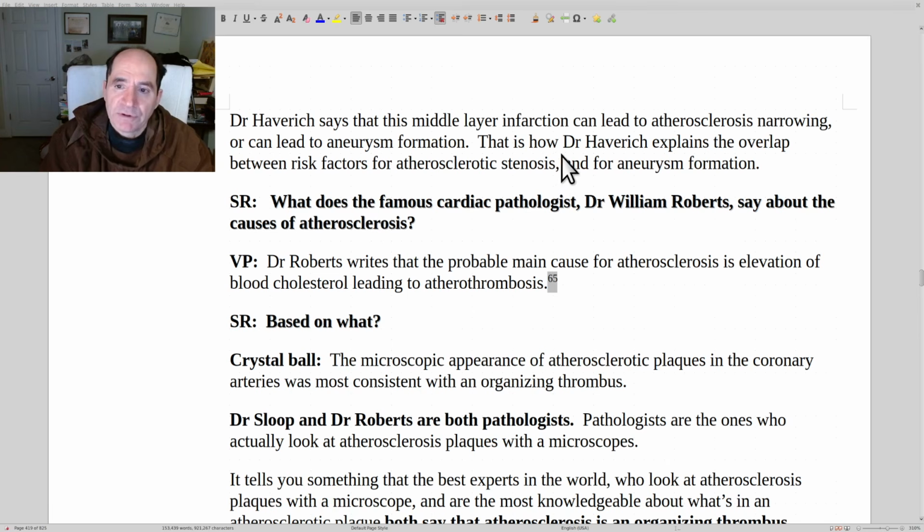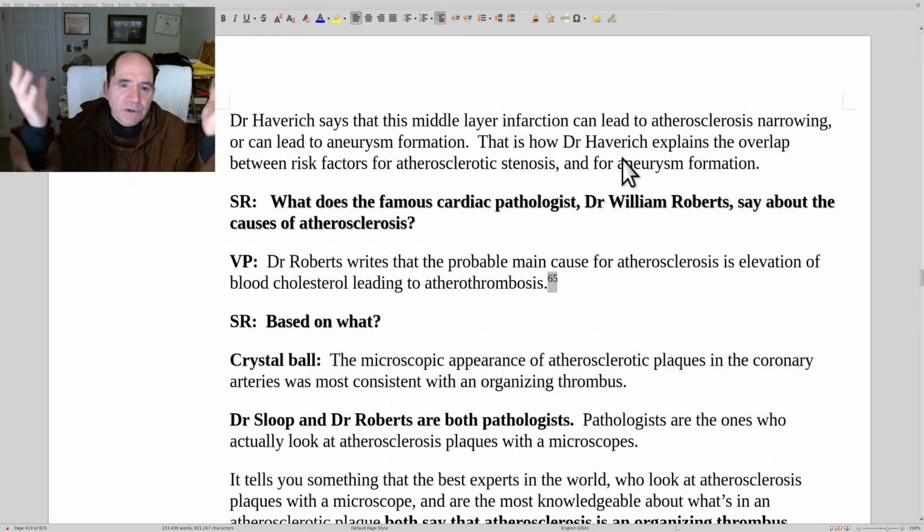One thing that was kind of interesting about that, Haverich says, well, if you infarct the middle of the arterial wall due to having thrombosed your vasa vasorum, you then weaken the arterial wall, and you can thus have it bulge outward and form an aneurysm. And so what's nice about that, it's a very simplistic, useful way to understand how the same risk factors for atherosclerosis are the risk factors for forming an aneurysm in your aorta.